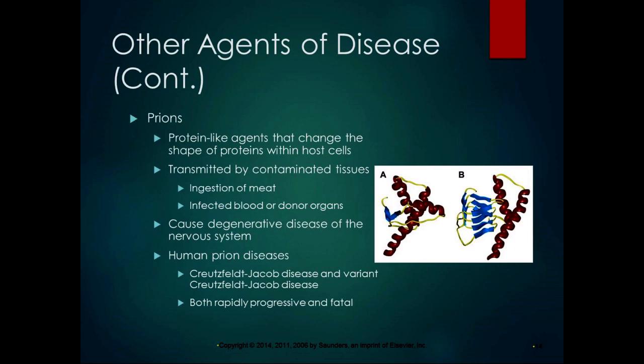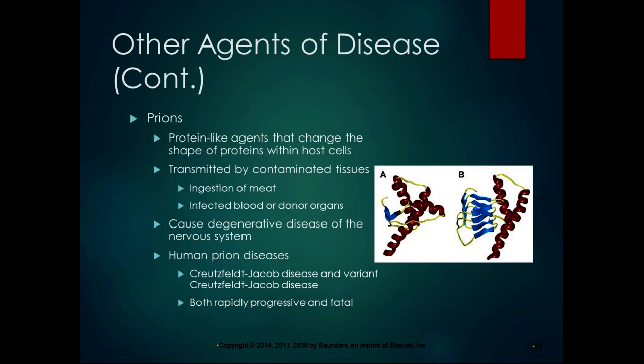So there are these weird little thingies. They're not cells, they're not bacteria, they're not viruses, they're not fungus. They are protein-like agents that change the shapes of proteins within host cells. They're called prions. And they're transmitted by contaminated tissues. So mad cow disease is a prion disease, acquired either by ingestion of meat or infected blood or donor organs.